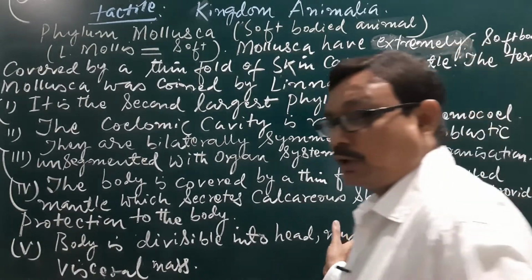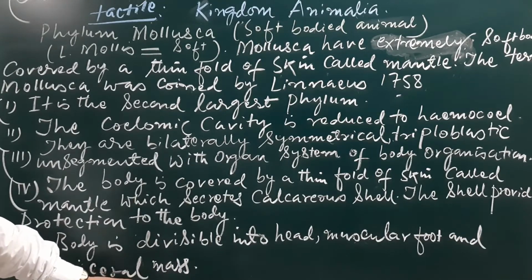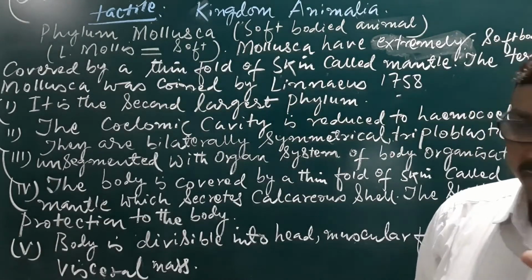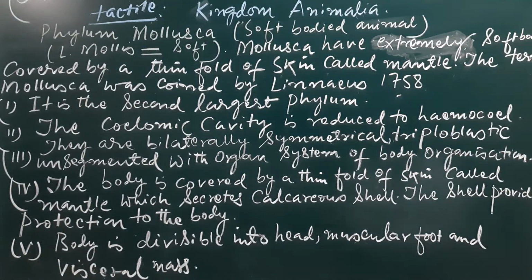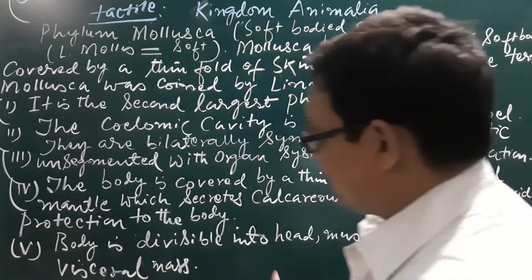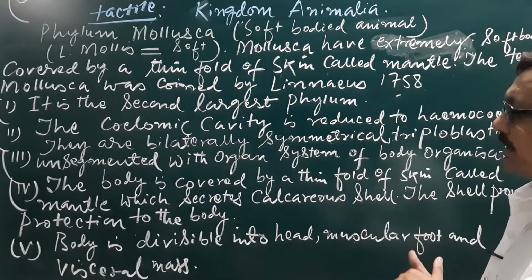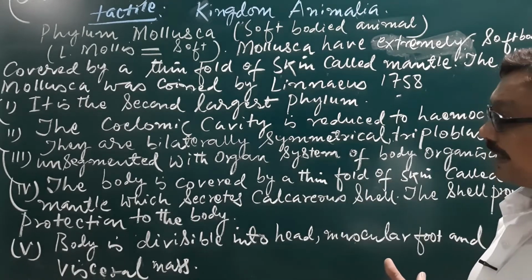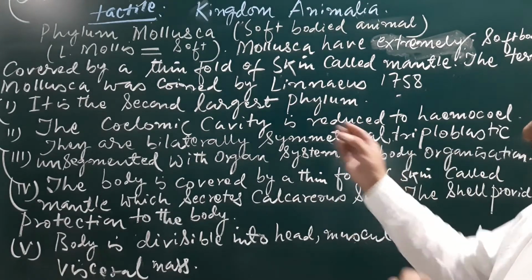Body is divisible into head, muscular foot, and visceral mass. This visceral mass means the greater space of the body cavity, where especially the abdomen is present. So these are some special features. Some more features we may see here, like the excretory system, the excretory organs like the metanephridia, and the respiratory organs. You may see some more features with examples.